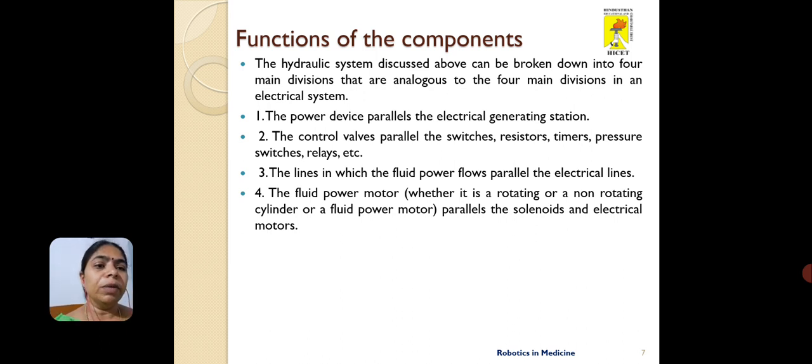The fluid power motor parallels the solenoids and electrical motors.